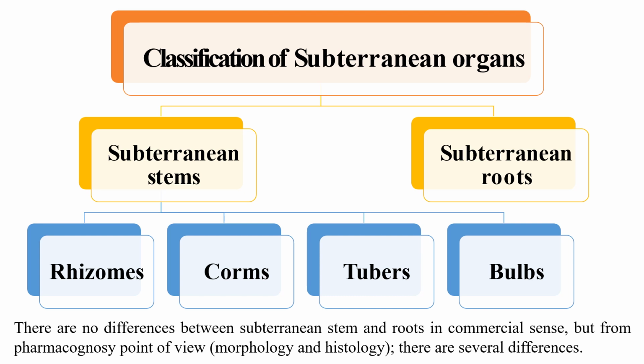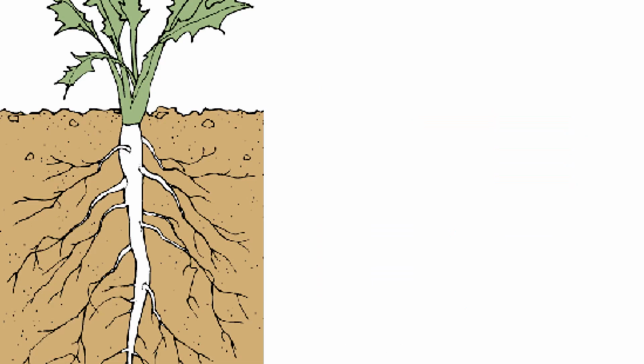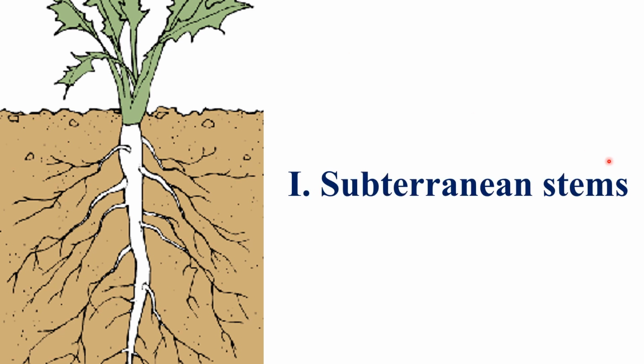There are no differences between the subterranean stem and roots in the commercial sense, but from the pharmacognostical point of view, there are differences either in morphology or histology of the two organs, as we will discuss in the next slides. Now we will start discussing both morphology and histology of subterranean stems.